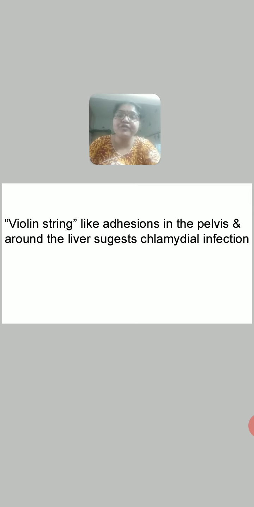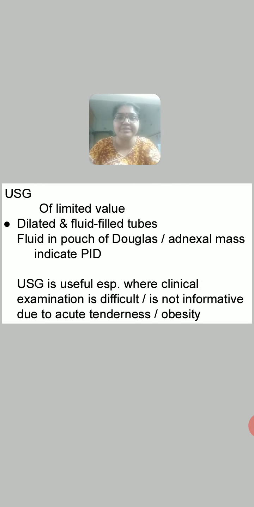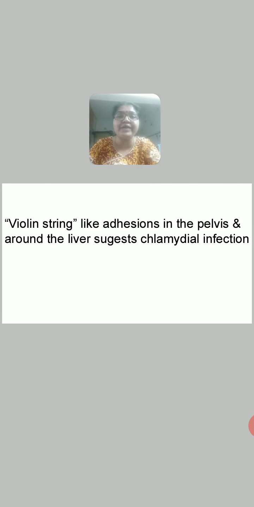Violin string-like adhesions in the pelvis and around the liver suggest chlamydial infection. So this is very peculiar on laparoscopic examination. When you find violin string-like adhesions in the pelvis and around the liver, then this will indicate chlamydial infection.